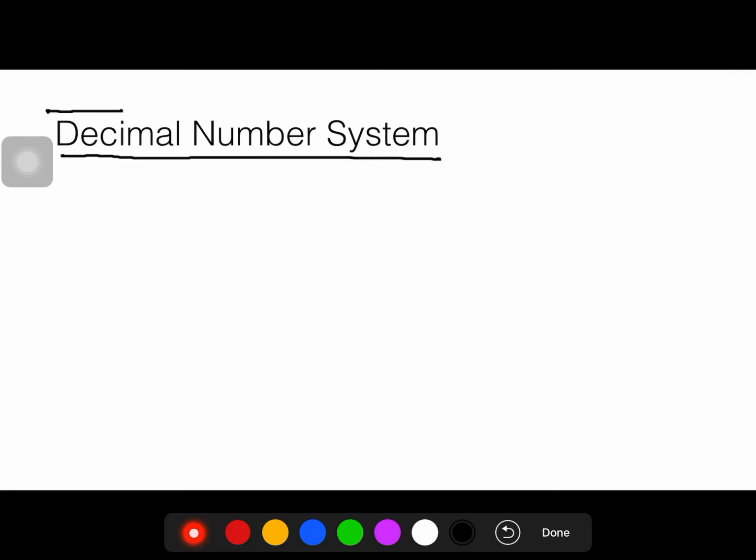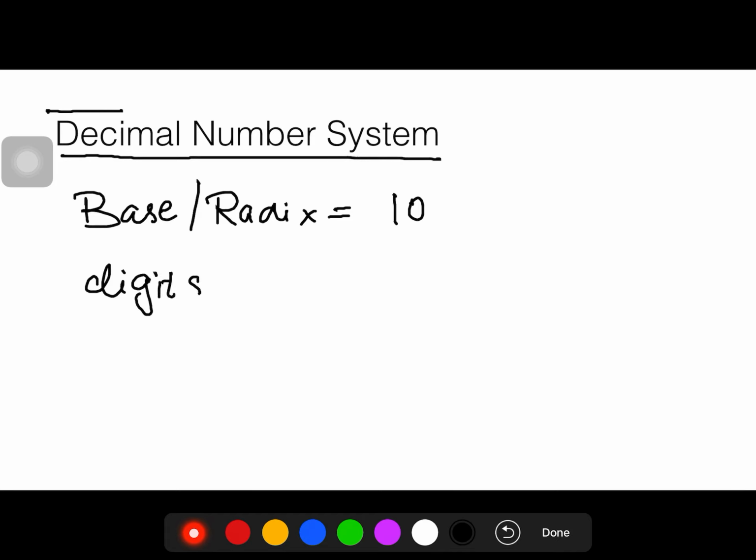Deci means 10, and that's why the base or radix of this number system is 10, and the digits that are there in this decimal number system are 10, which are from 0 to 9. There are 10 digits in decimal number system.